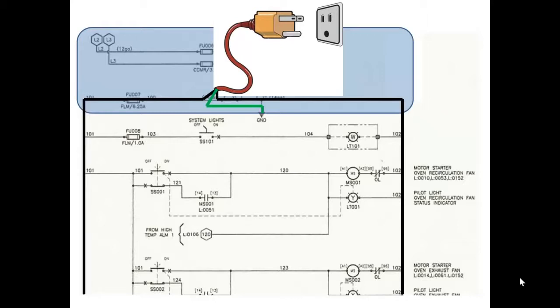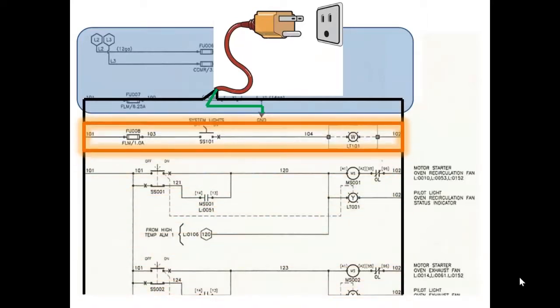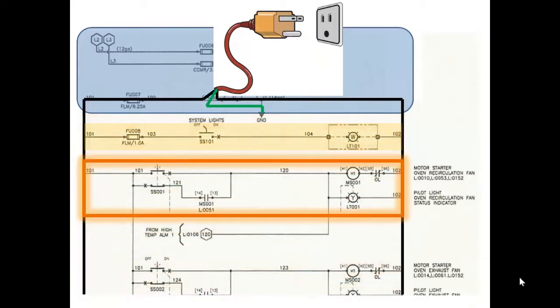So what you're looking at right now is actually 3 separate circuits that all share this power source. The first one is very simple. You've got a fuse there, that's just in case there's a short, and then you have a switch that says system lights, and then it shows a light, LT101. Literally, that is the light inside of the control panel, so you can turn it on to do maintenance in there. The second diagram is a starter circuit for a motor for an oven recirculation fan.